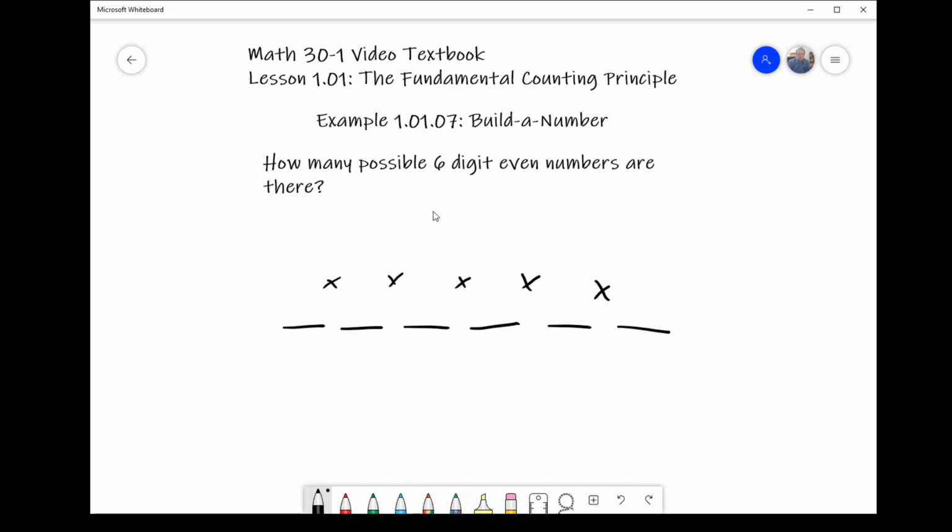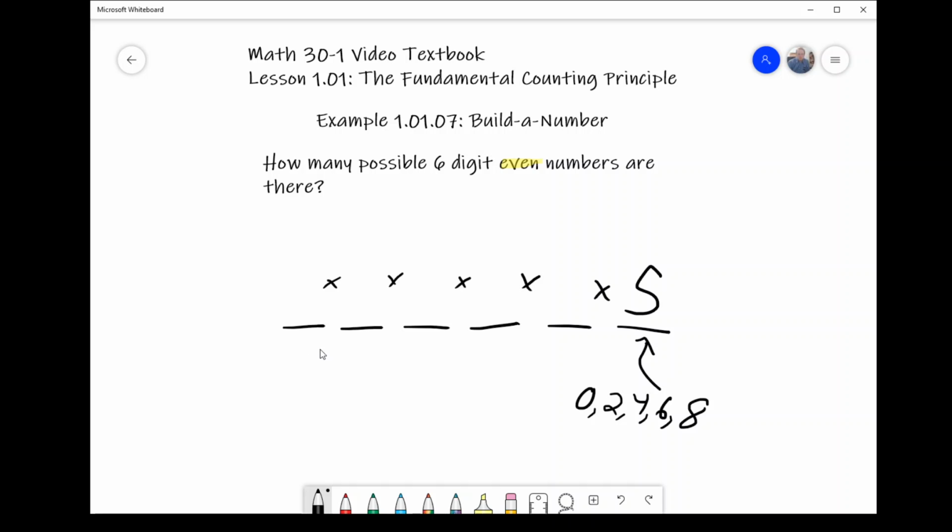Now the digit that is subject to the tightest restrictions is the last one. To be an even number, your number has to end with either 0, 2, 4, 6, or 8. So that leaves us with 5 options in this blank.